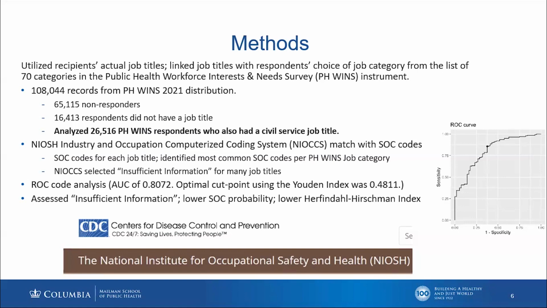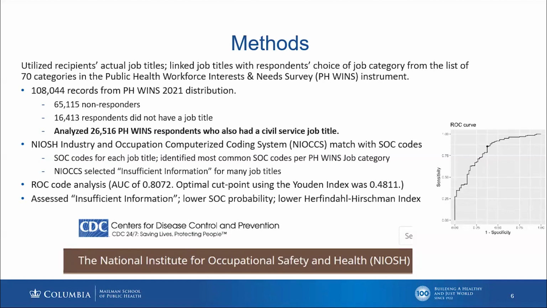So when looking at each of these, we were able to identify the most common SOC codes for each of the PHWINS job categories. And we could see that for many of these PHWINS job categories, the coding system was confused. It came up with insufficient information. And then we also validated these codes by reviewing the titles and using expert knowledge of what these job functions might entail and what the job titles tend to mean in health departments, to see whether the coding tool had actually been accurate enough.